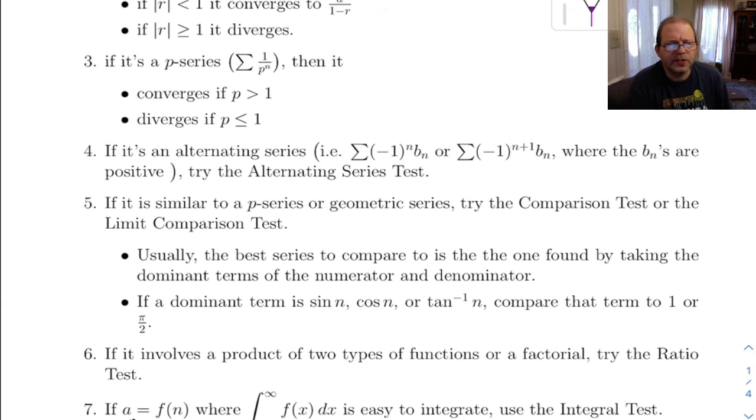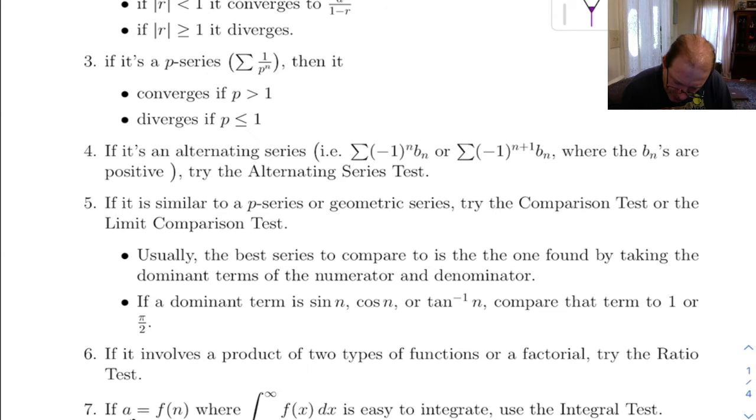The comparison test: what you usually want to compare to is the series found by taking the dominant term in the numerator and denominator. A lot of the time that'll be a P-series or a geometric, and you can tell if it converges or diverges, and usually the original series is going to do the same thing. But you still need to take some limits or establish an inequality to figure that out.